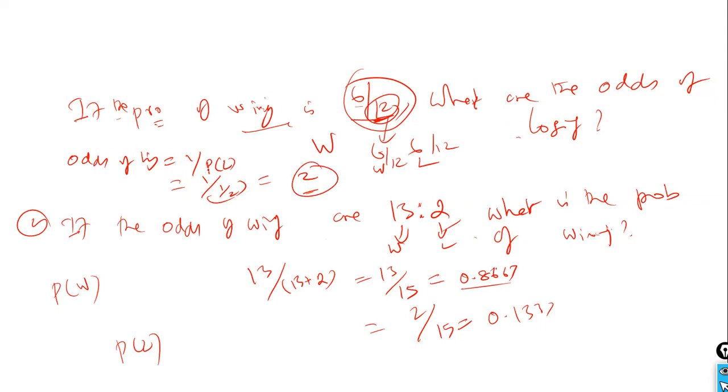Odds of losing is 1 divided by the probability of losing, and what about odds of winning? The odds of winning is the probability of winning divided by the probability of losing, right? The probability of winning we already know, 6 by 12, which is nothing but 1 by 2, divided by the probability of losing. That is the odds of winning. Odds of losing is 1 divided by the probability of losing. So 1 divided by 1 by 2 is nothing but 2. The odds are 2 here. In this case, we explained the probability here, right?